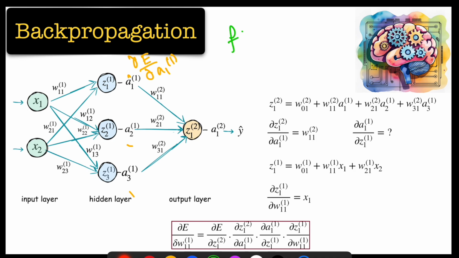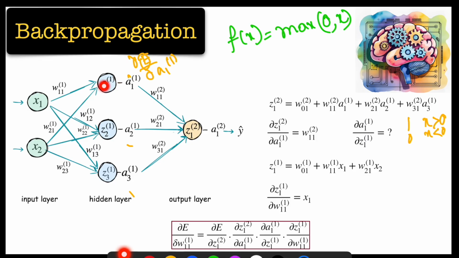And ReLU is what? ReLU is f of x equals max of 0 or x. So del A11 del Z11 will be 1 if x is greater than 0, it will be 0 if x is less than 0, and it's undefined at 0. So it depends on the activation function. Based on the activation function we can calculate del A11 del Z11.